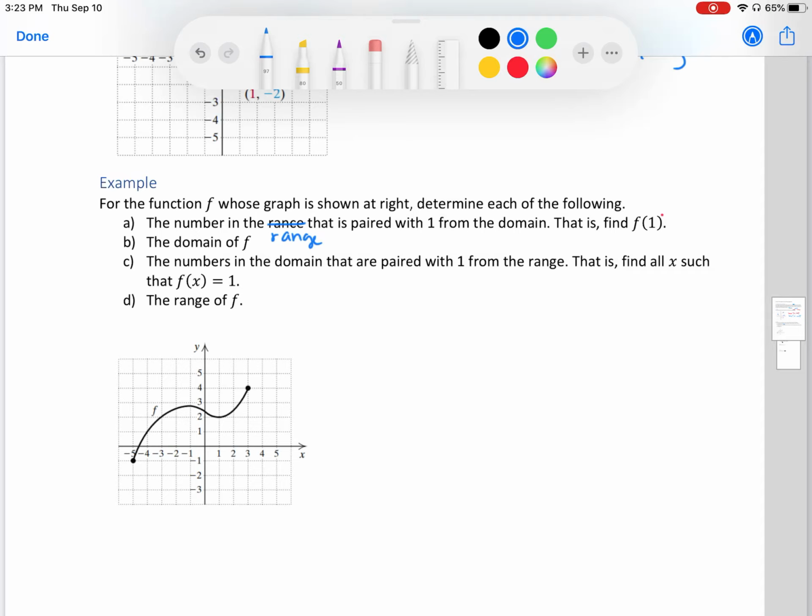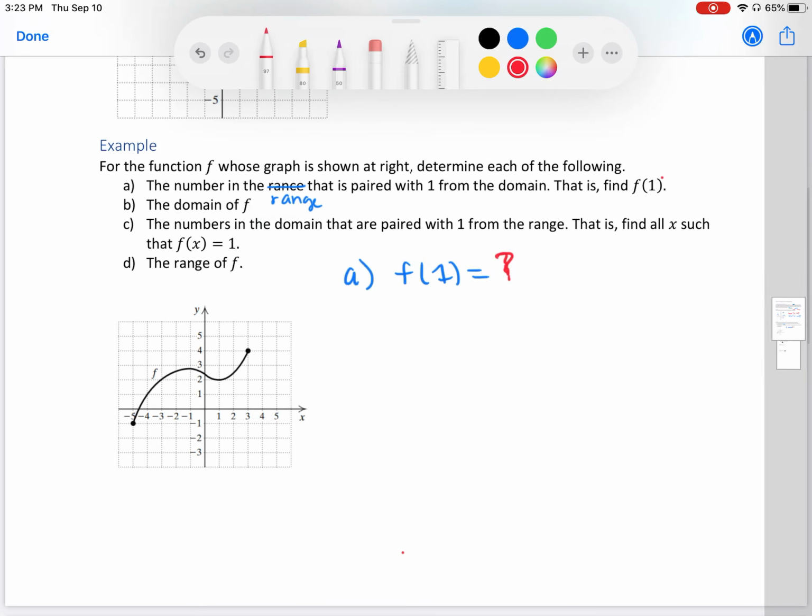Let's start with A. The number in the range that is paired with 1, that is, find f of 1. So what we're saying is, what number is the outcome when I plug in a 1? If I look at 1, I have this point, 1, comma 2, right? So if my x is 1, then my outcome, my answer, is 2. So my answer to this question, f of 1 is equal to 2. That is my answer.